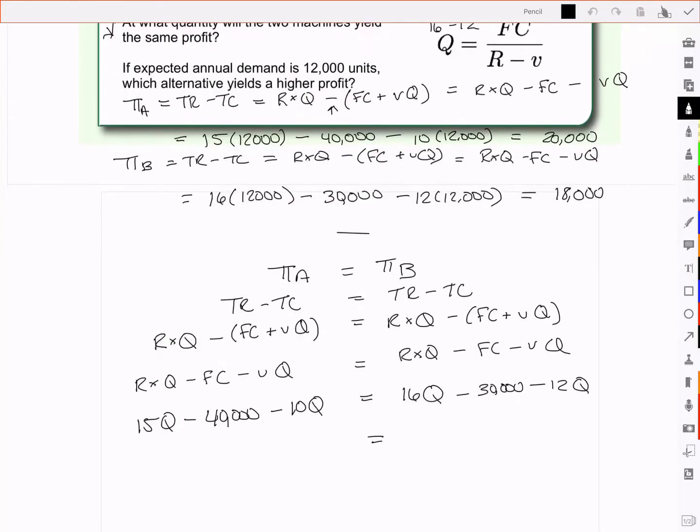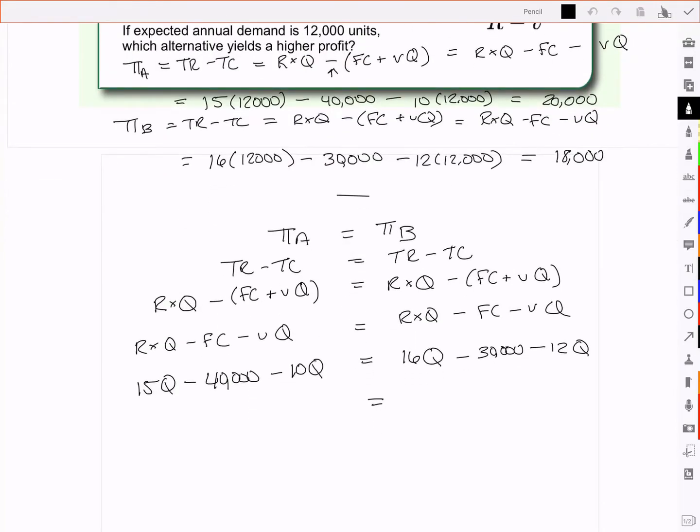Now, ultimately, we're going to solve for quantity, but we can simplify this formula pretty quick. Notice on the left, we have 15Q and a minus 10Q. Both of these contain a Q, so that means that we can combine them. So we can take 15Q minus 10Q, put that together, and then minus 40,000. On the right, notice that we have a 16Q and a 12Q, so we can put that together, and then we have minus 30,000.